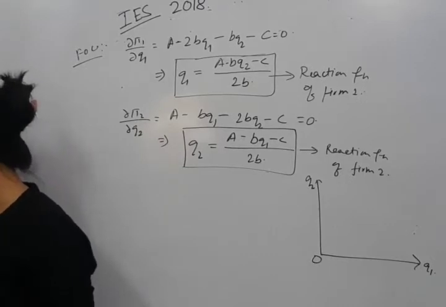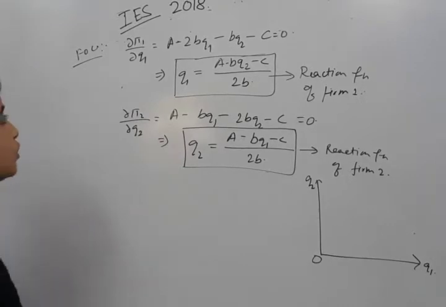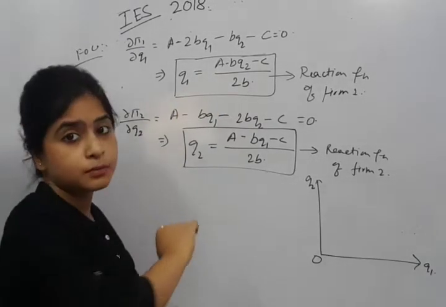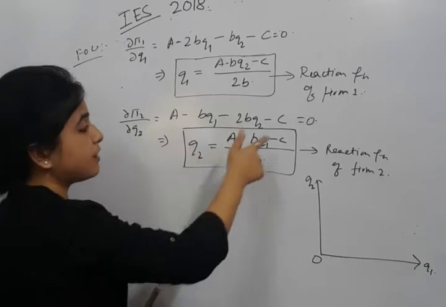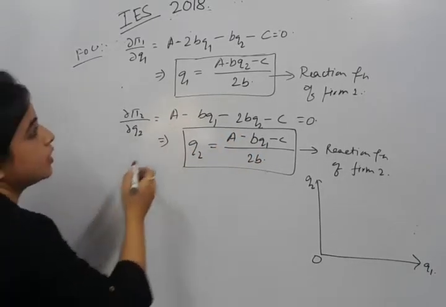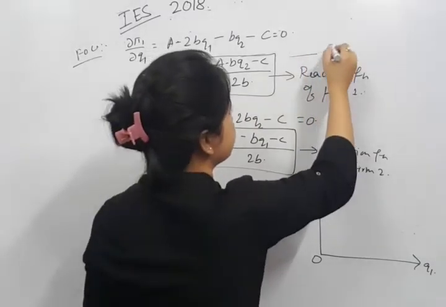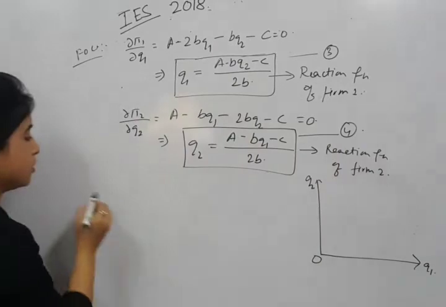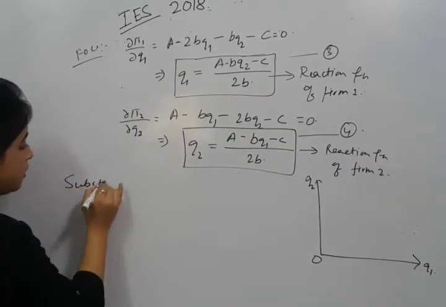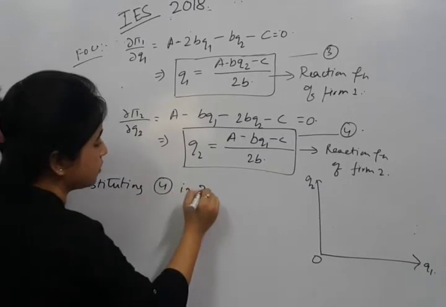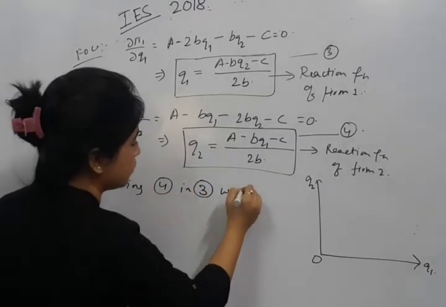Now we have to find the values of Q1 and Q2. As we can see, in Q1 we have the term Q2 and similarly for Q2 we have the term Q1. So we have to separate them and find them. Okay, so we have used equations till 2. Let this be equation 3 and this be equation 4. Now substituting 4 in 3, what do we get?